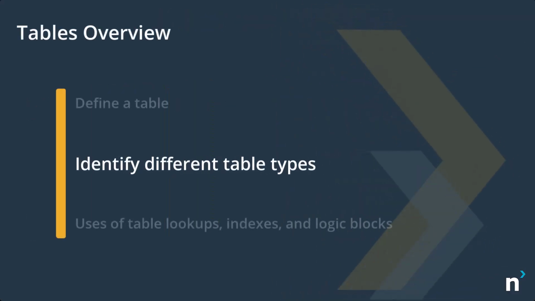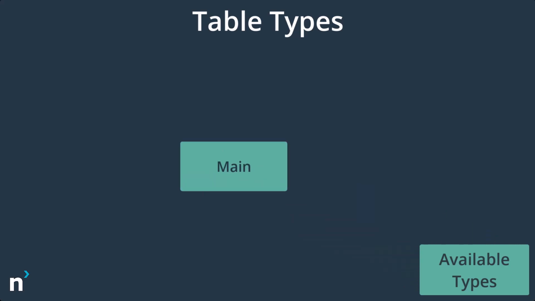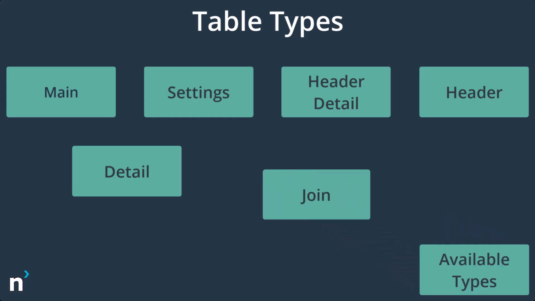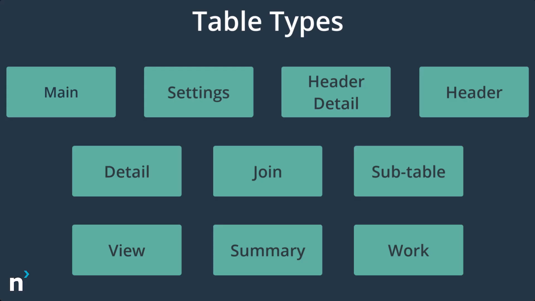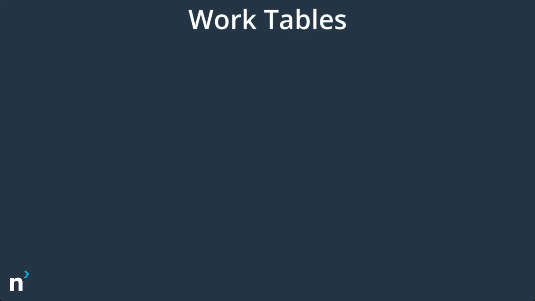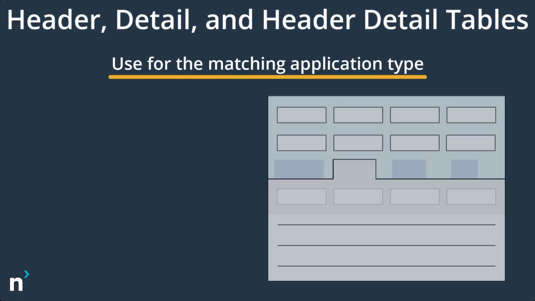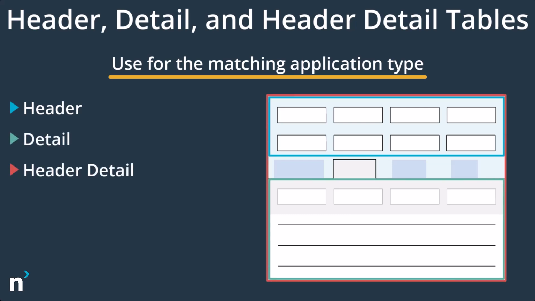In NextWorld, the type of table you build determines how an application can use the stored information. The available types are main, settings, header detail, header, detail, join, subtable, view, summary, and work. Use work tables to temporarily pass data to and from a logic block without needing to store the data itself. Use header, detail, and header detail tables to build header, detail, and header detail application types.